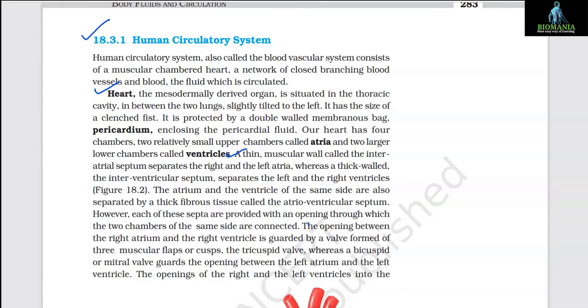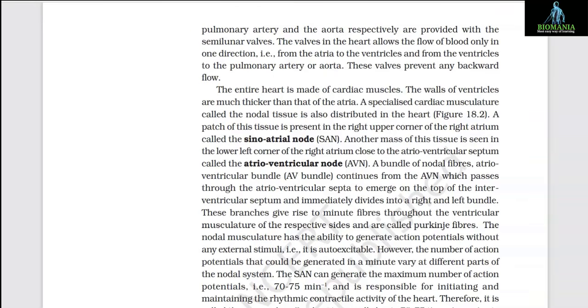are connected. The opening between the right atrium and the right ventricle is guarded by a valve formed by three muscular flaps or cusps, the tricuspid valve, whereas a bicuspid or mitral valve guards the opening between the left atrium and the left ventricle. The openings of the right and the left ventricles into the pulmonary artery and the aorta respectively are provided with the semilunar valves. The valves in the heart allow the flow of blood only in one direction, that is, from the atria to the ventricles and from the ventricles to the pulmonary artery or aorta. These valves prevent any backward flow.